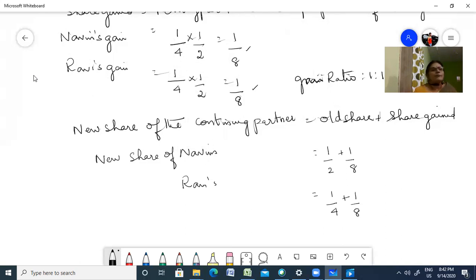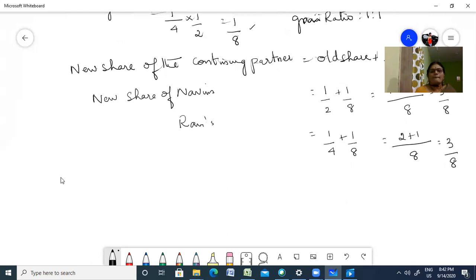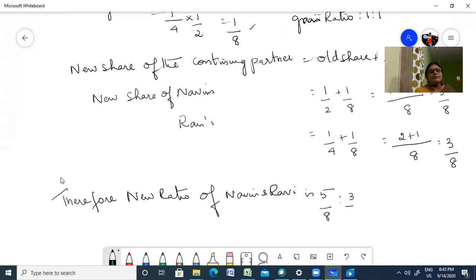Now, how are you going to find the common factor? Take 8 as a common factor. 2 will go in 8 how many times? 4. So 4 plus 1. Now again, take common factor 8. 4 will go here 2 times. So 2 plus 1. So here you have 5/8 and 3/8. So that is your new profit sharing ratio. Therefore, the new ratio of Naveen and Ravi is 5/8 is to 3/8. That is 5 is to 3.